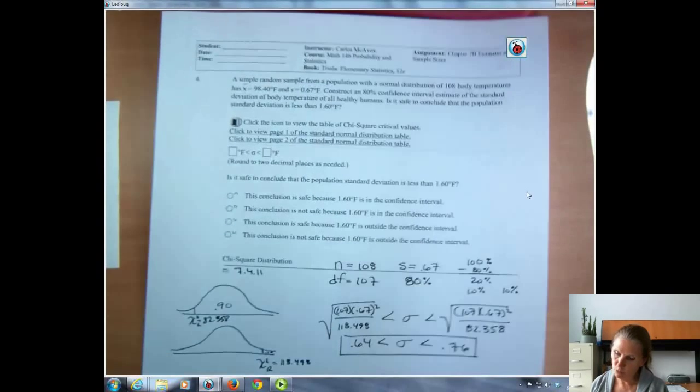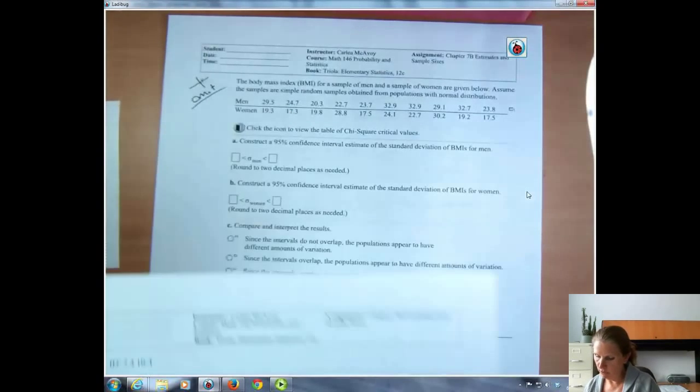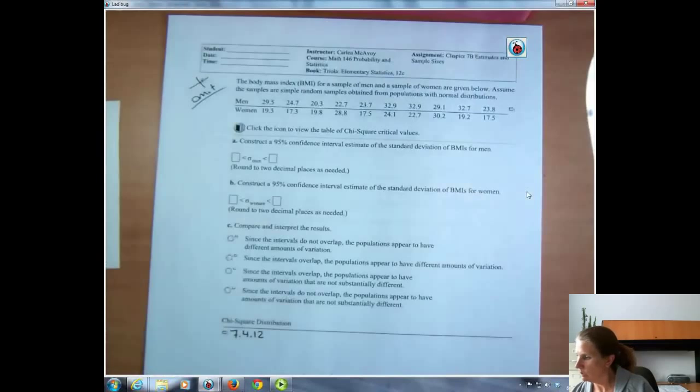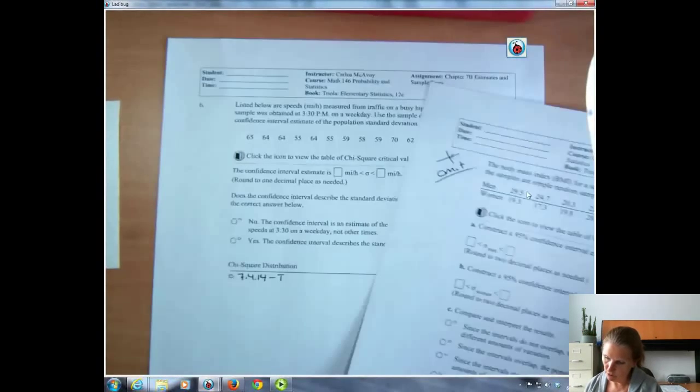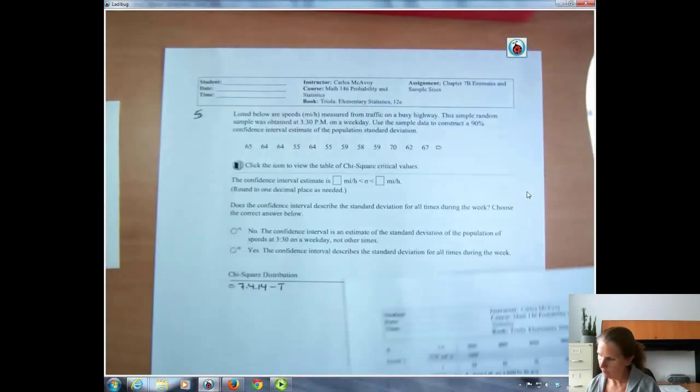Now, on my homework, it says number 5, but I'm omitting that one because it was kind of lengthy and I didn't think you'd learn that much from doing it, so we're just skipping on to number 6, which is number 5 on your homework. So this looks like number 5. Okay.